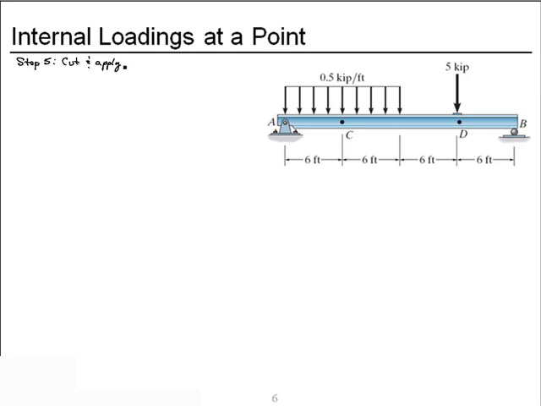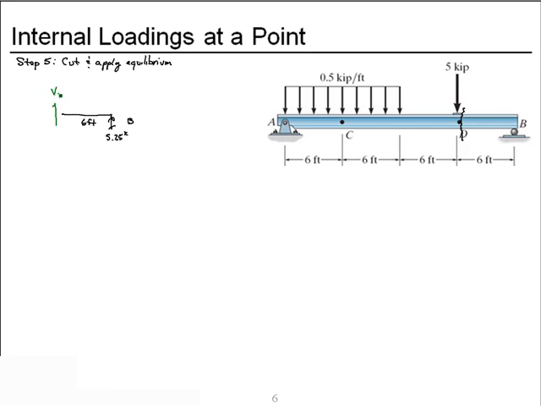And apply equilibrium. Remember, point D is just to the right of the 5 kip load. We're going to use the right piece for our free body because it has fewer forces. We have the vertical reaction at B, 5 1/4 kips. Our piece is 6 feet long.